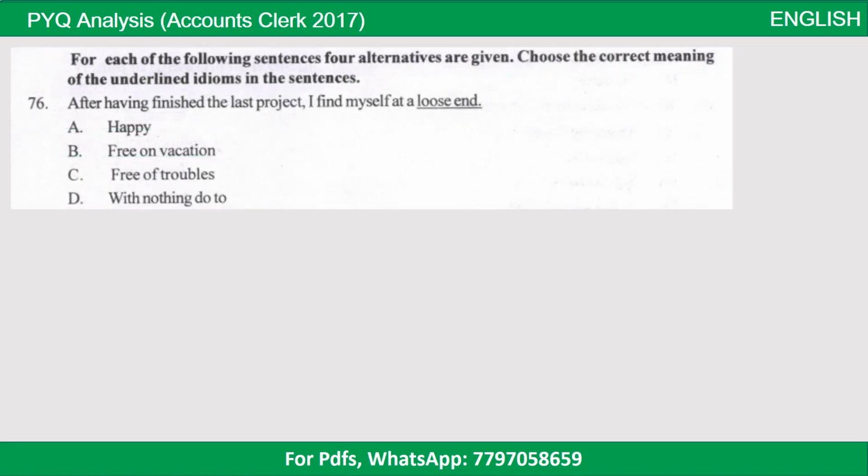Okay, now for each of the following sentences, 4 alternatives are given. Choose the correct meaning of the underlined idioms in the sentences. Okay, the question is, after having finished the last project, I find myself at a loose end. Now the options are, I find myself at number A is happy, and number B is free on vacation, option C is free of troubles, or option D, that is with nothing to do. So the most logical, commonsensical here is with nothing to do. Loose end means with nothing to do, that is option D.